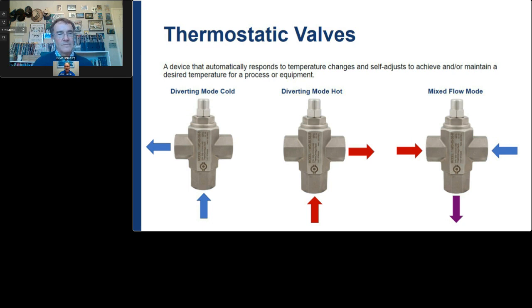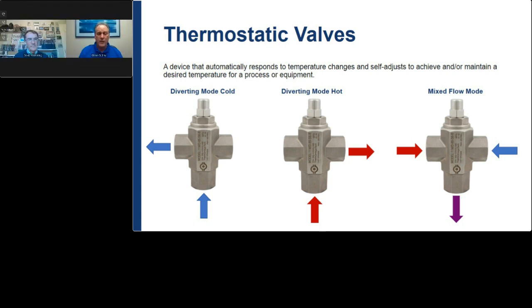On the left-hand side, you'll see diverting mode cold. That's where the process fluid will come in through the bottom and exit to the left. And in the same valve, in the center portion, the diverting mode hot comes in through the bottom and diverts to the right. That same valve can also be used as a mixing valve, where you have the warm temperature coming in from the left, the cold temperature coming in from the right, and they mix to a desired output.